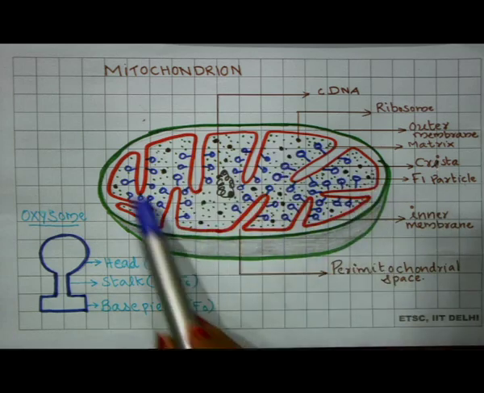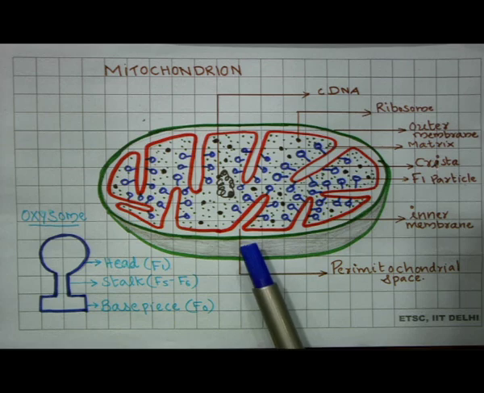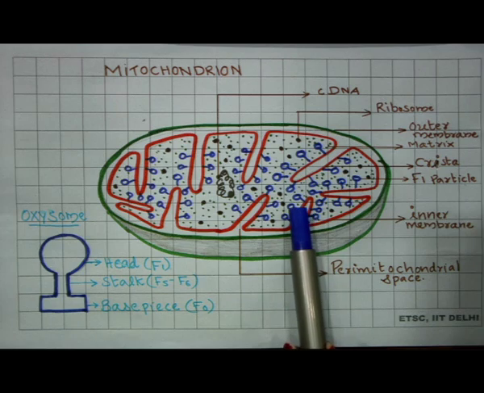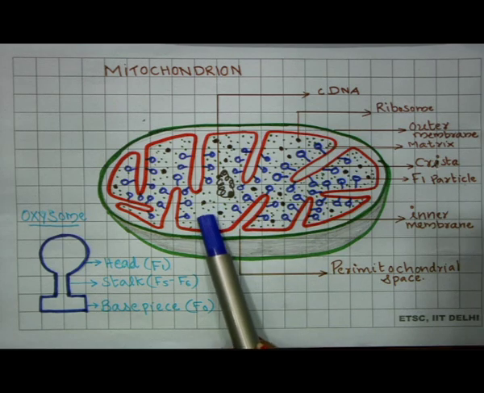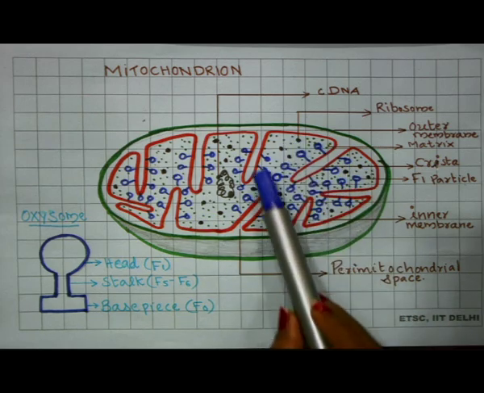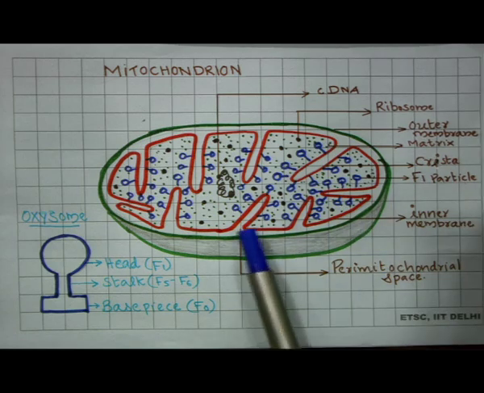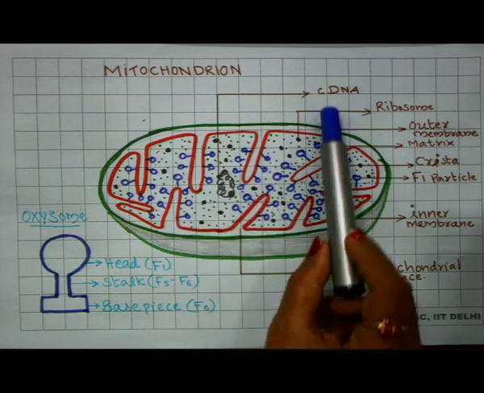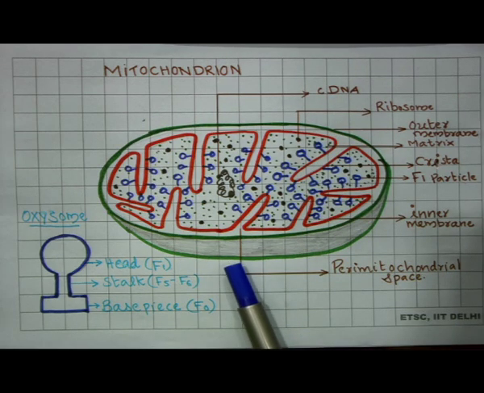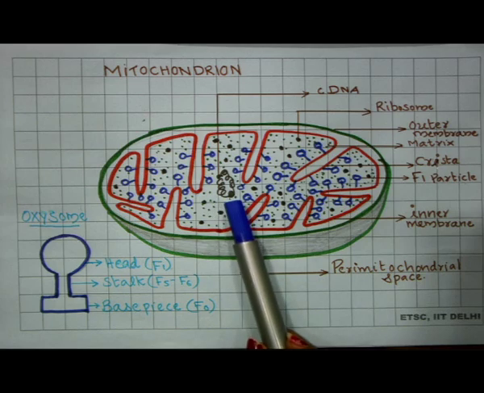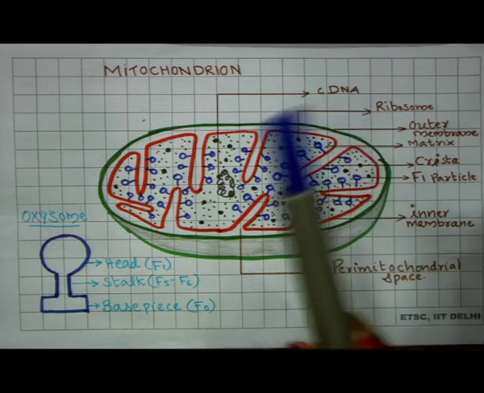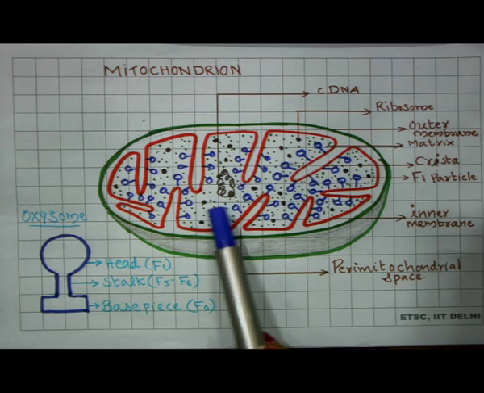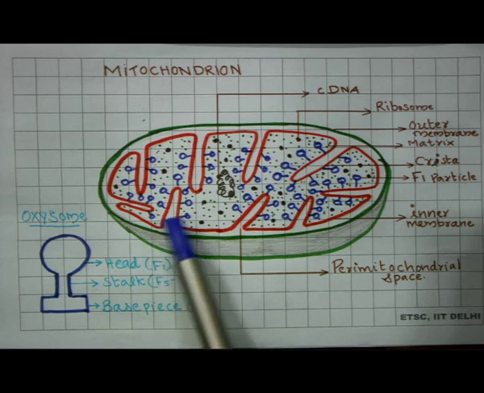Then inside this mitochondrion you can see a fluid-like structure, and that one is known as the matrix. When we observe this matrix, we can see a circular DNA, cDNA, small c and DNA, that means circular DNA. It is double stranded and contains genes.